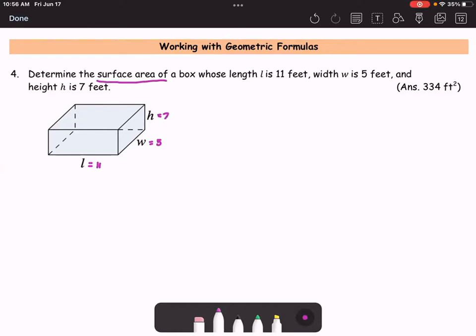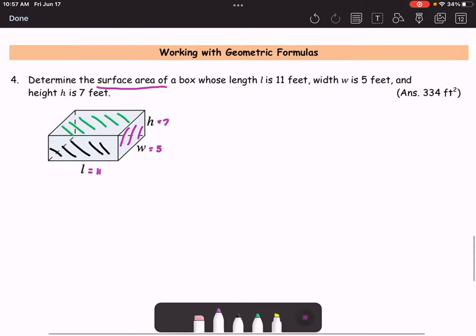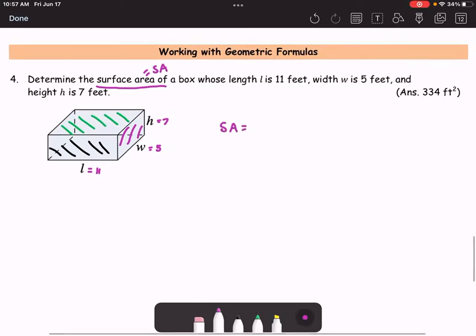The surface area consists of the area of the top and the bottom, which is the same, and on the sides, back and front, and also another side at the opposite. So let's use a notation like SA as a surface area. So SA, surface area, is the sum of the area of the top and bottom.